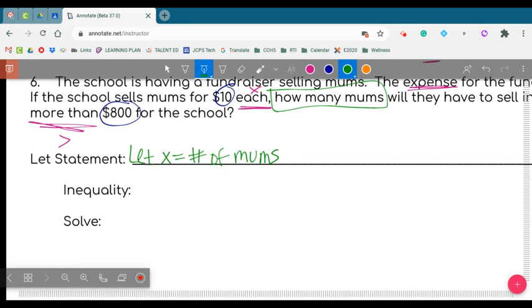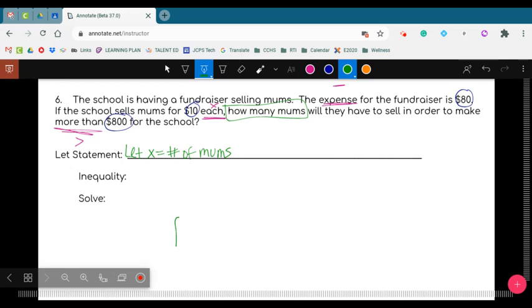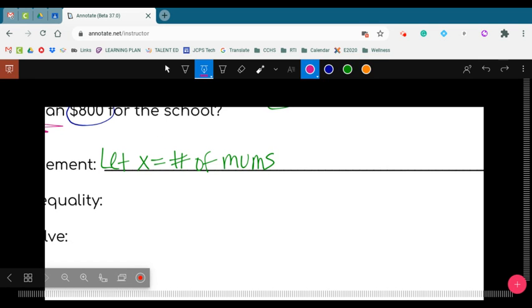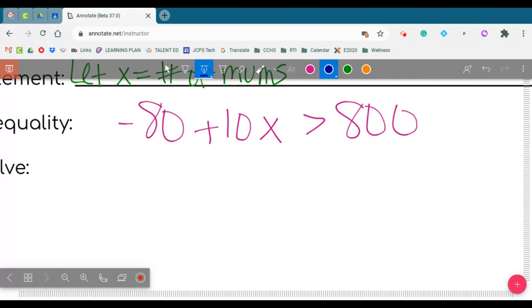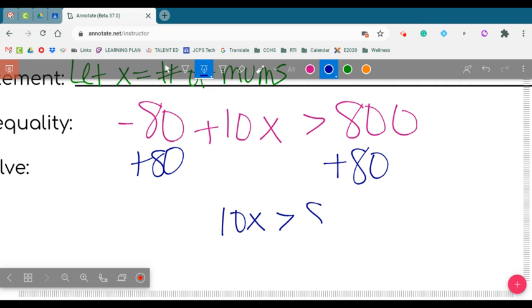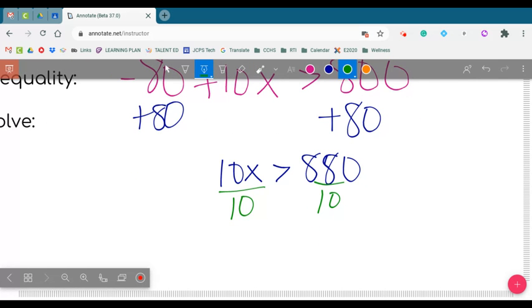So let's see, a negative 80, because that's an expense, plus 10x, because it's $10 per mum, and we want to make more than $800. If you flip the 10x and the negative 80, that is perfectly fine. So then I solve this. Add 80. 10x is greater than 880. And then divide by 10. So I get x is greater than 88.